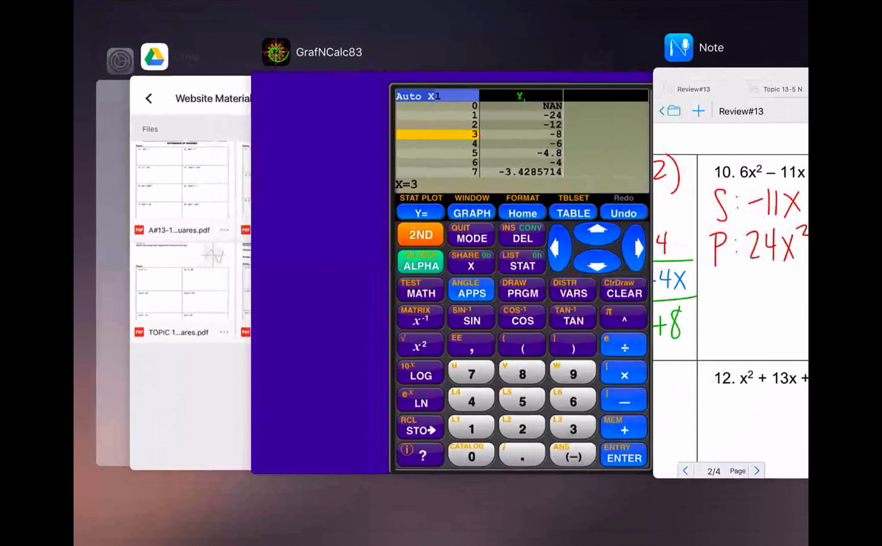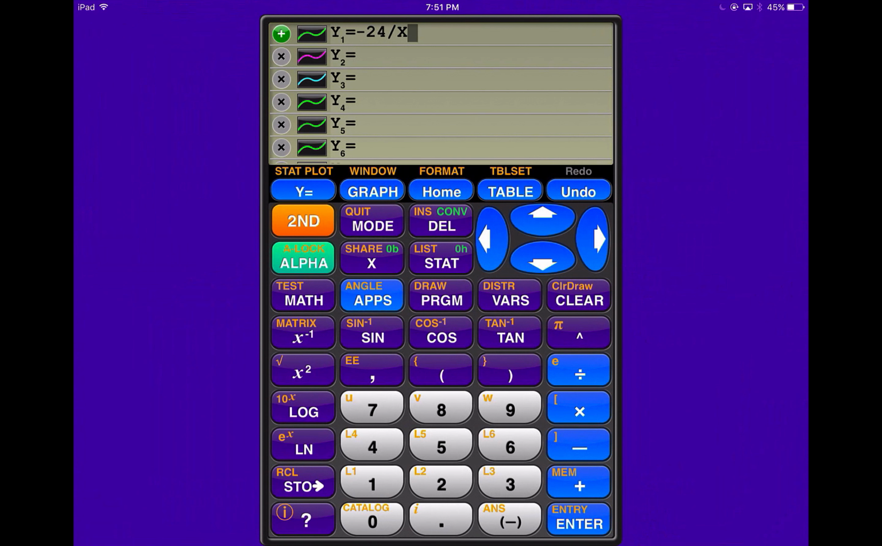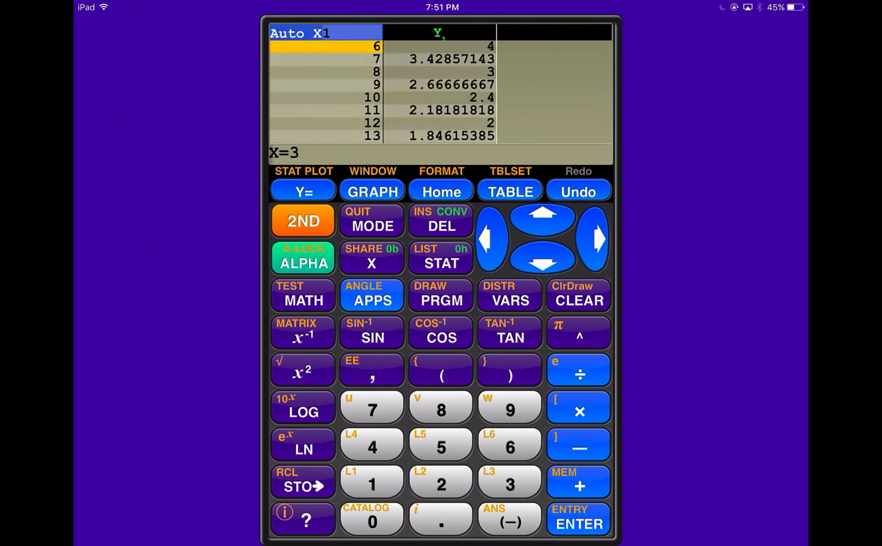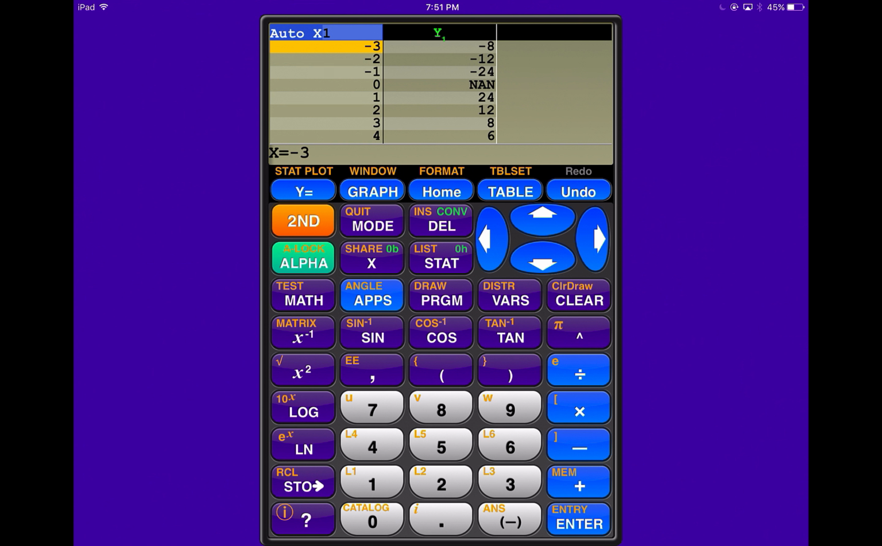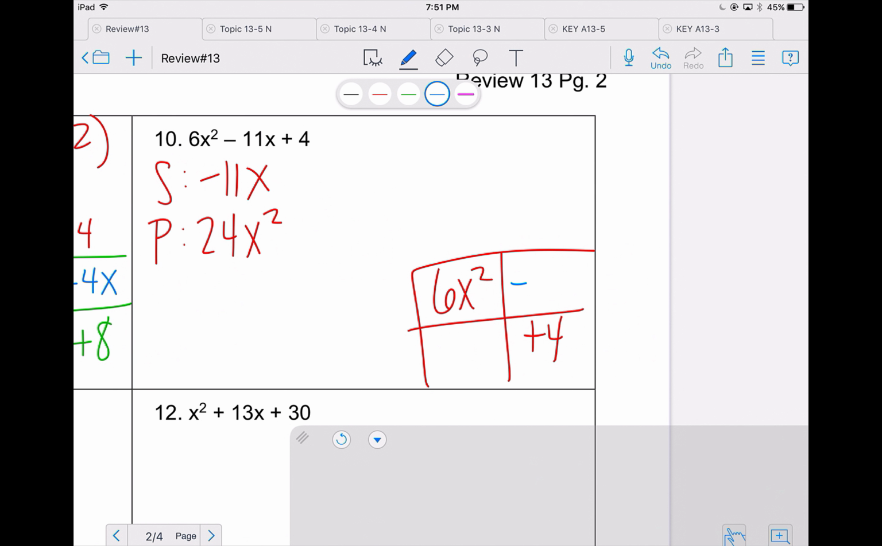I'm sorry, the 24 is not negative. Two numbers that add to negative 11. Now, in order to add to a negative, I can see I'm going to have to look in the negatives. Negative 3 and negative 8 add to negative 11. So negative 3 and negative 8.